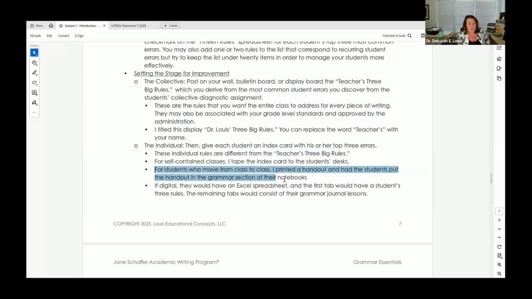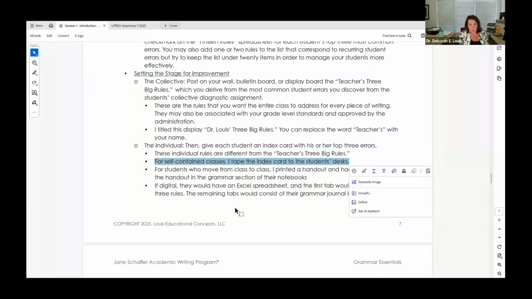For students who move from class to class, I printed a handout and had the students put the handout in the grammar section of their notebooks. And so what I like to do is, for self-contained classes, I'll take the index cards to their desk, but in middle school, they move from class to class in most classes. And so I print out a handout or a card, and they put it in their notebook or in their pencil bag so that they have it.